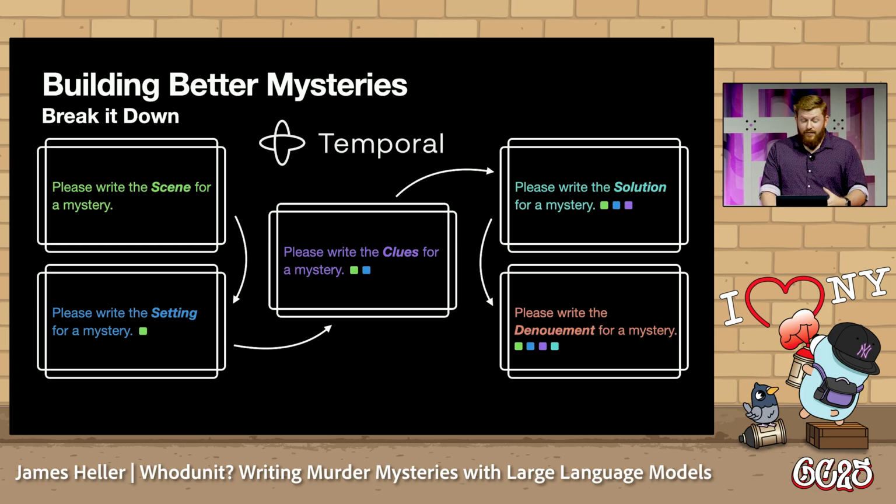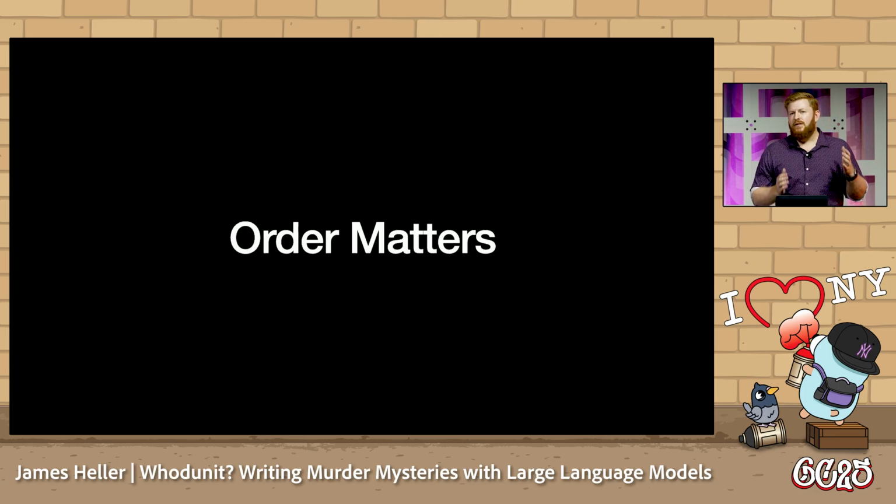The logic was still off, though. The characters, they all seemed guilty, and the solution seemed arbitrary. It's like if your Blue's Clues handy-dandy notebook said everybody did it. And I realized that order matters because LLMs write one word at a time, and I asked it to write the scene, then the clues, then the solution. So it was writing clues before it knew who did it. That's why the solution seemed arbitrary.